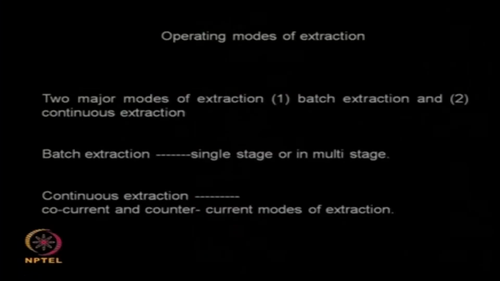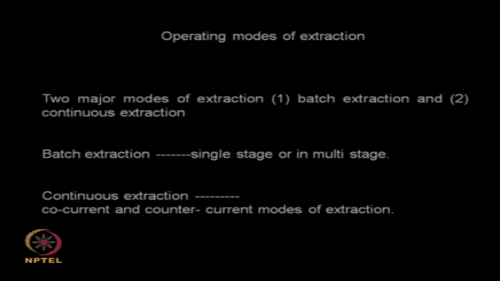Now, you can perform this liquid extraction either in a batch mode or in a continuous mode. So, in a batch mode you can have a single stage, that means you have one big vessel where you mix both the liquids and you have separation taking place, or you can have many small vessels, and each vessel can be considered as a stage where there is a contact between the 2 fluids and the extraction takes place in each stage. So, that is called a multi-stage batch operation.